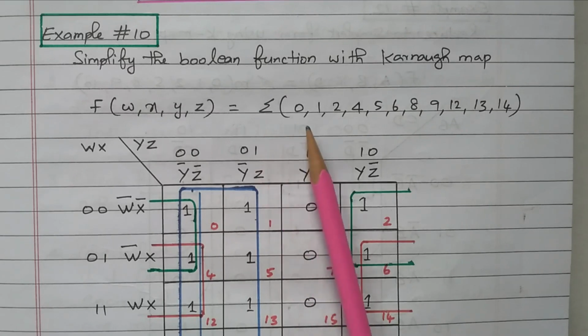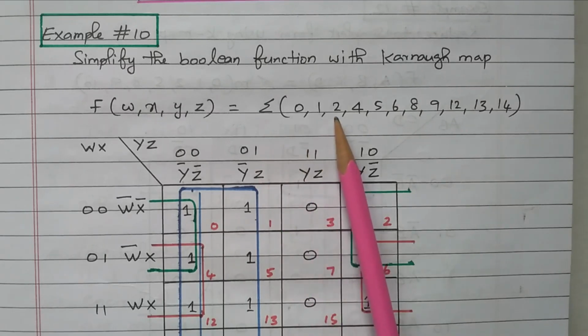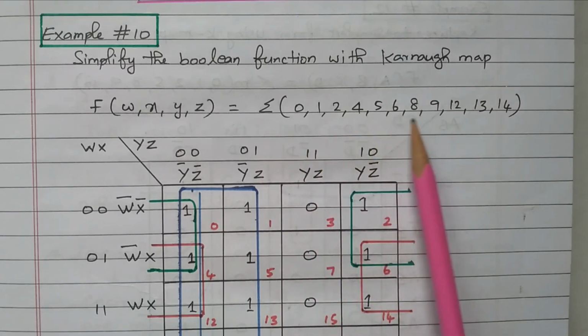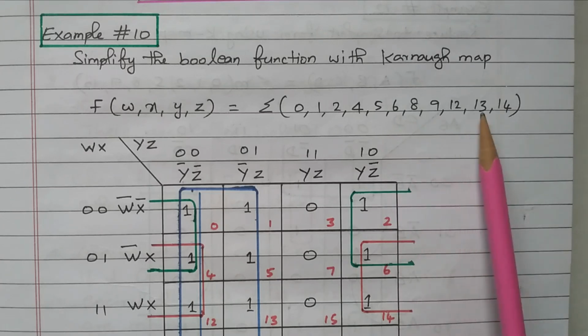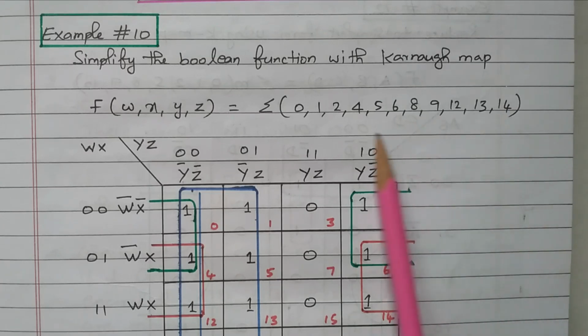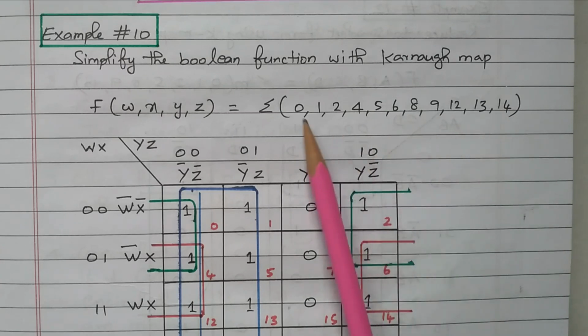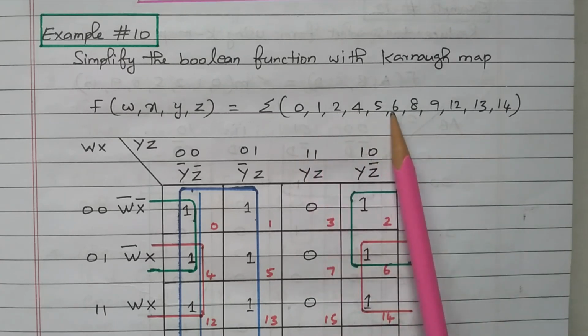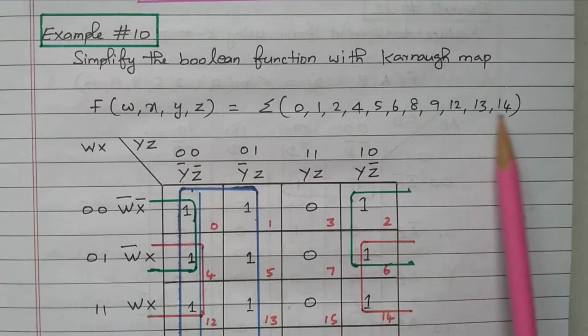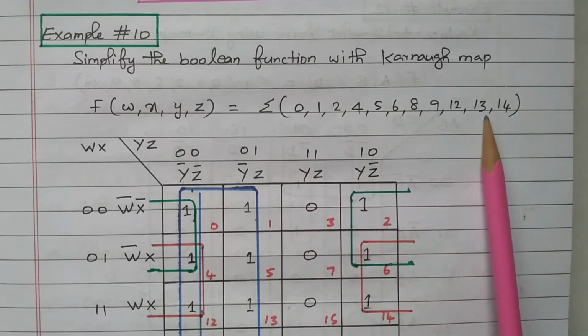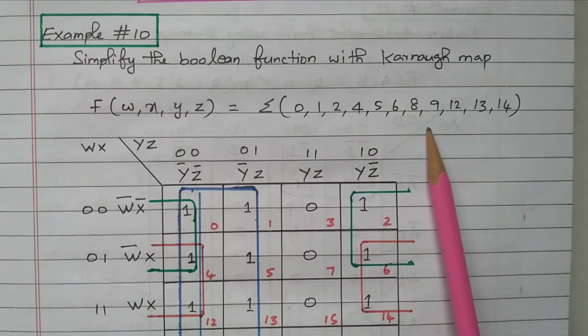The sum of minterms 0, 1, 2, 4, 5, 6, 8, 9, 12, 13, 14. Right? These minterms are given. 1, 2, 3, 4, 5, 6, 7, 8, 9, 10, 11. There are 11 terms available. So we need to mark these 11 terms in the K-map, then go for the simplification.